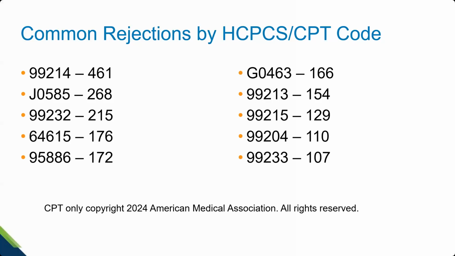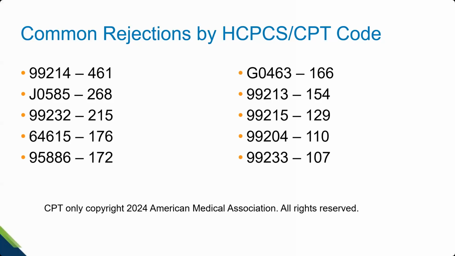That G0463 you see there is the hospital outpatient clinic visit for assessment and management of the patient. This is that facility charge, and this is why your claims are rejecting for this specialty, because the hospital should bill Medicare Part A for this service. Instead, it was billed to Part B, so it's rejecting.